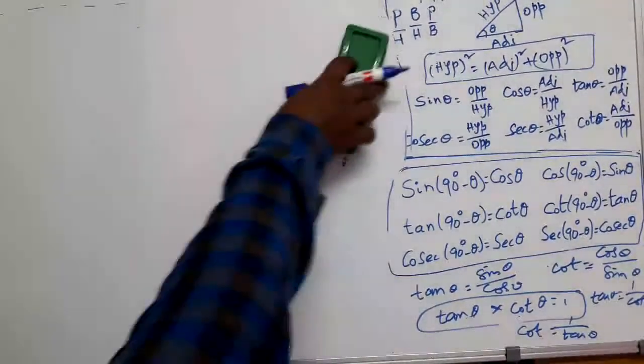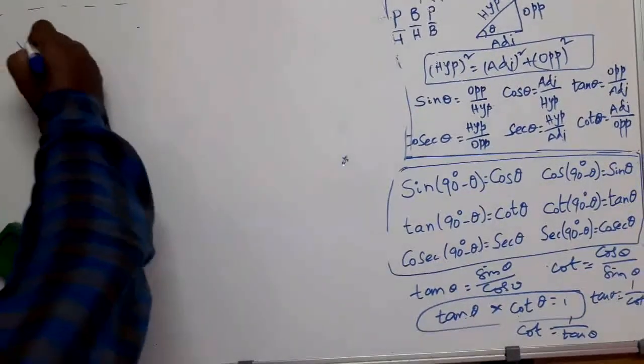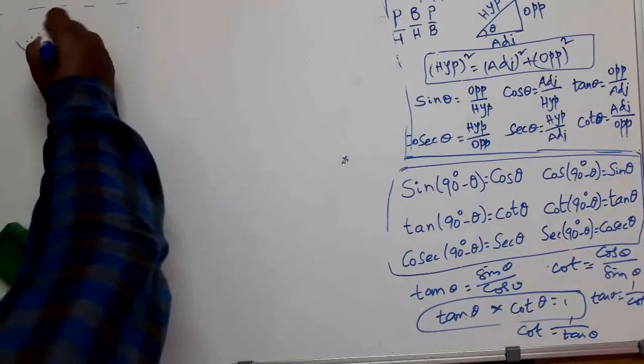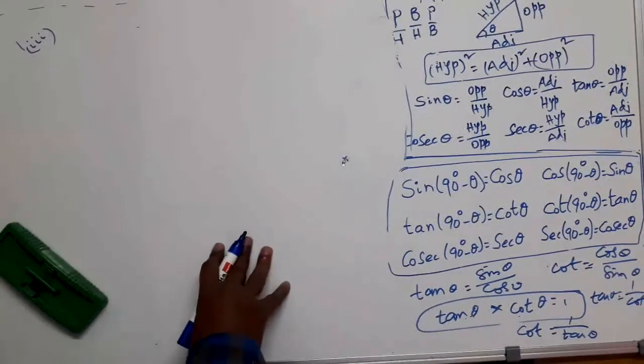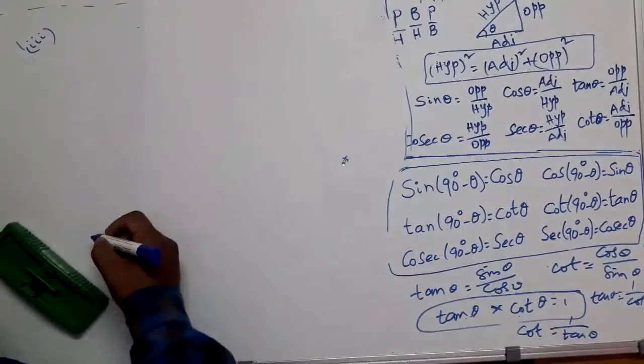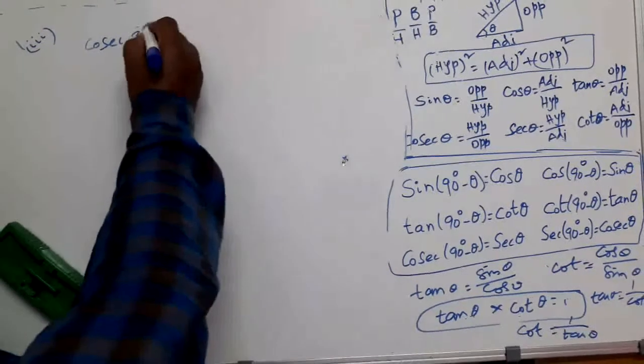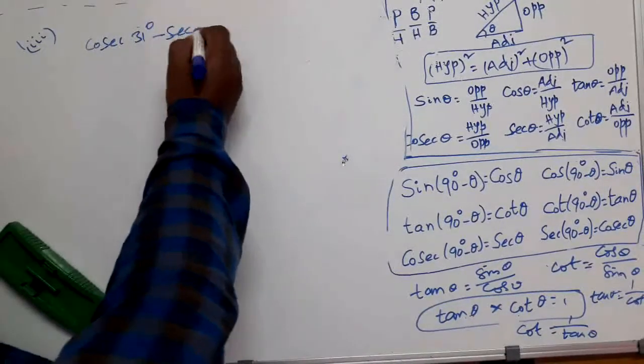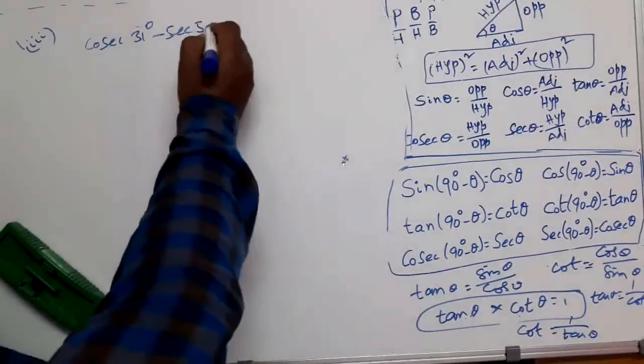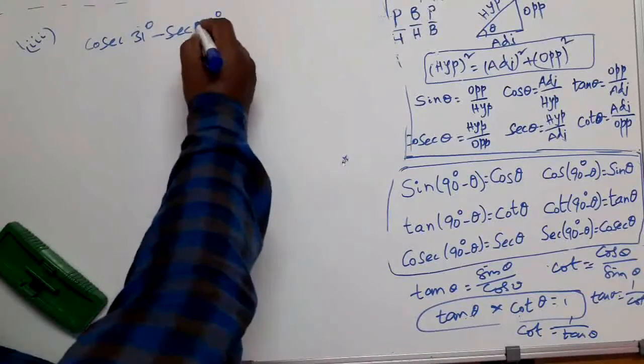Approach is important in solving questions. Whatever may be the topic, what is given, what you know, what can you do, how shall we approach? Yes, that is the point. In the third part, let us see. This is cosecant 31 degrees minus secant 59 degrees. Yes, this is the question frame.